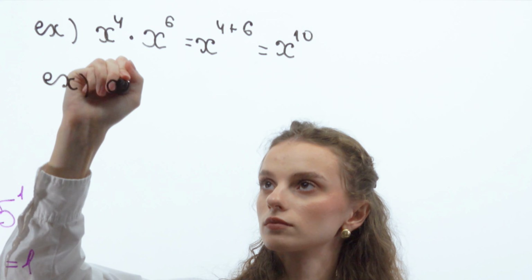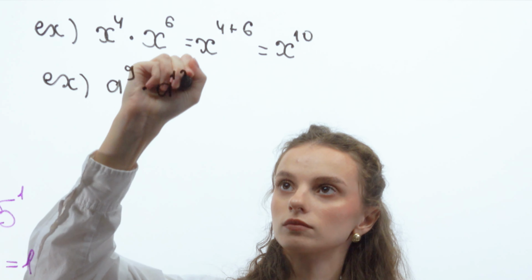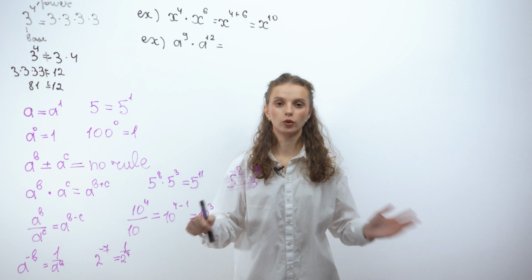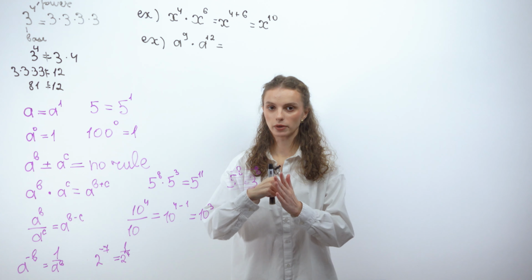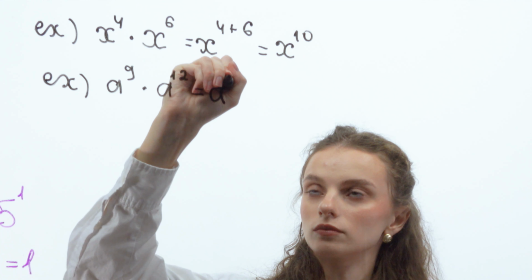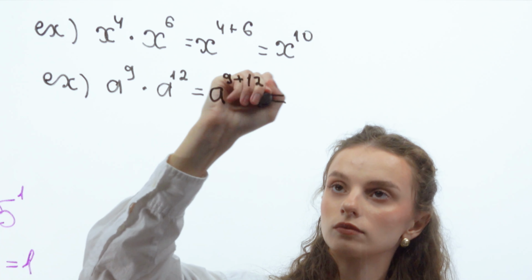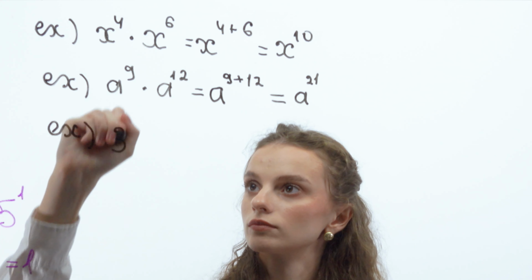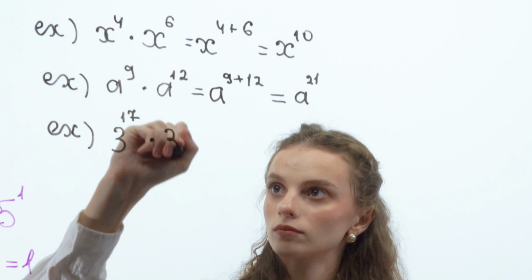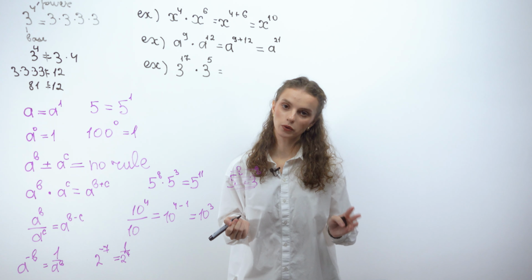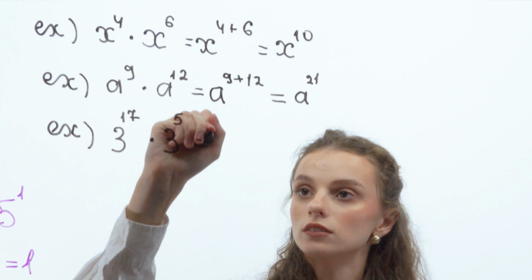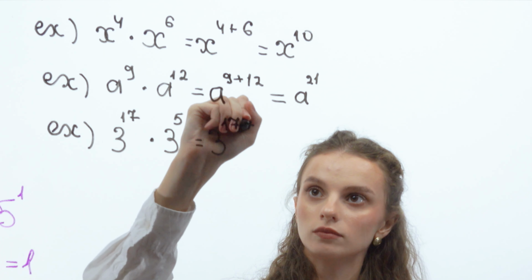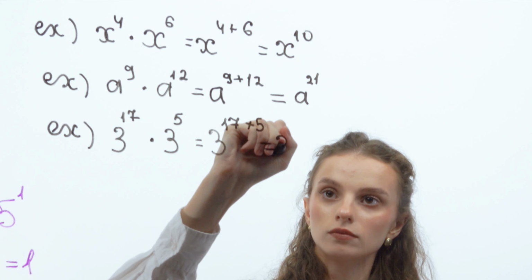In this example, I have a to the 9th power multiplied by a to the 12th power. What am I going to do? I'm going to add my powers. So 9 plus 12, and your final answer is a to the 21st power. In this example, I have 3 to the power of 17 times 3 to the power of 5. What is going to happen? We are going to add our powers. So 17 plus 5, and the final answer is 3 to the power of 22.